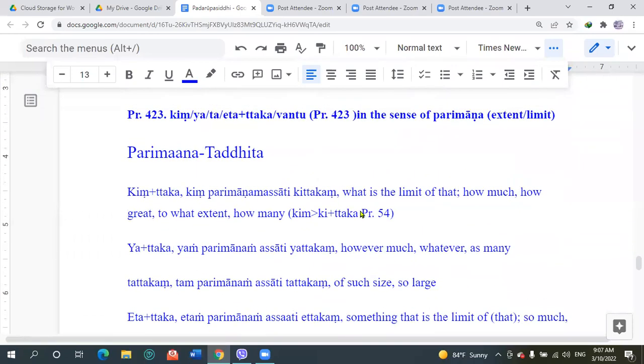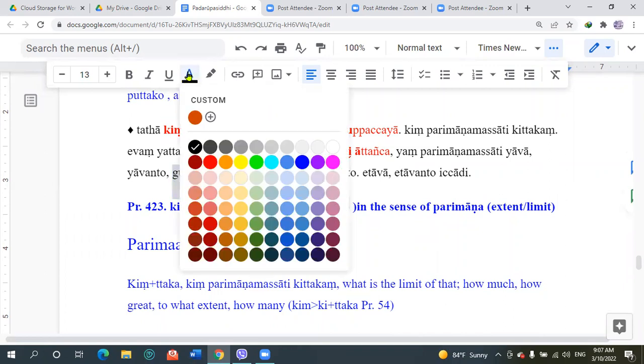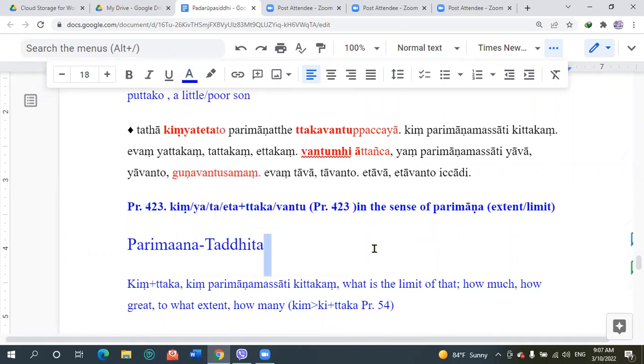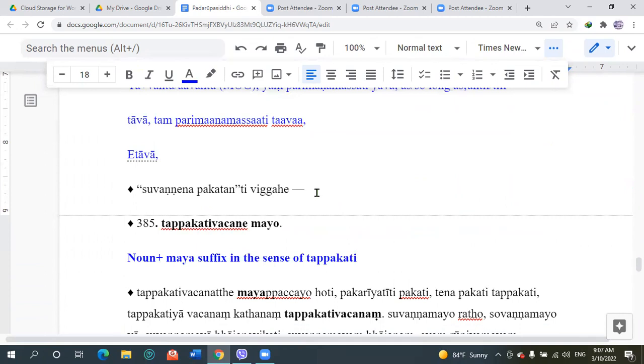So, any question about this paragraph? Tawa, tawanto, itawa, itawanto, like gunawa. That's why gunavanto sama. It is easy, right? Okay, let's go to the next sutta.